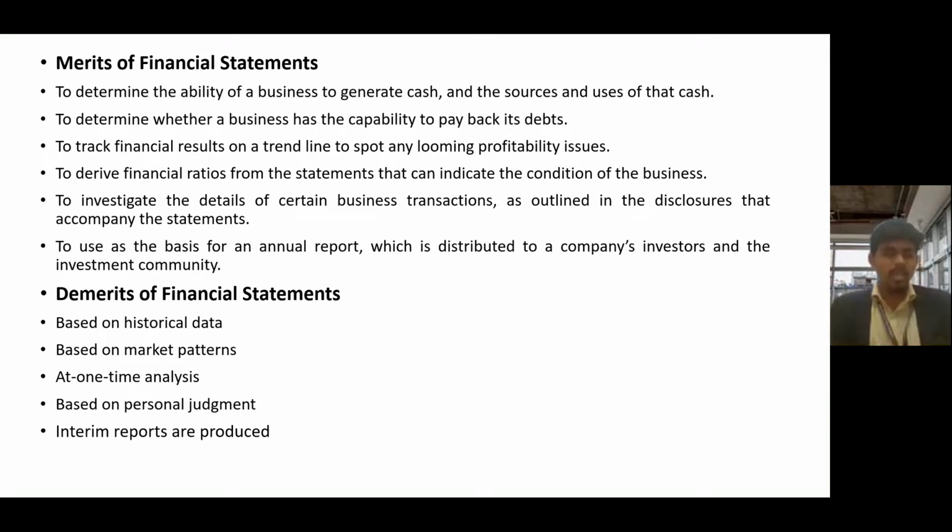The demerits of financial statements are, first, that they are based on historical data. The financial statement requires complete historical data, and based on that we record the financial statements. Next, it is based on the market pattern. Whatever new trends come in the market, the preparation goes according to that. It follows a proper market pattern when it is released.